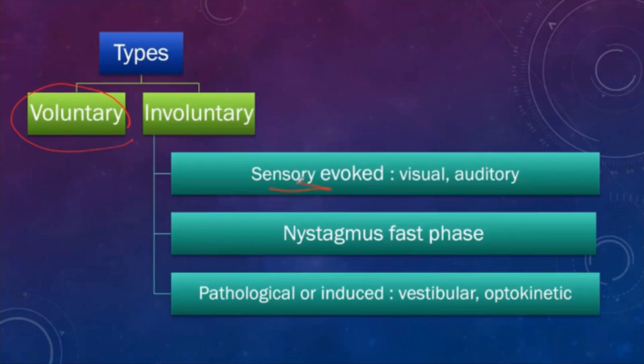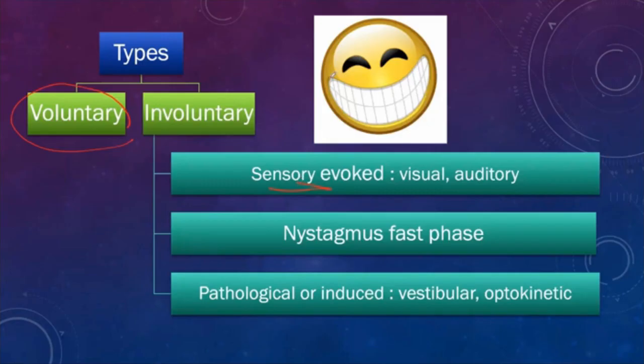For example, if I present this smiley face in front of you and you suddenly look at it, since I presented it, your eyes involuntarily move directly toward it, so you have now performed a saccadic eye movement. Also, if you hear, for example, an explosion, you involuntarily move your eyes to see the source of this explosion. This is an auditory stimulus that will elicit a saccadic eye movement.